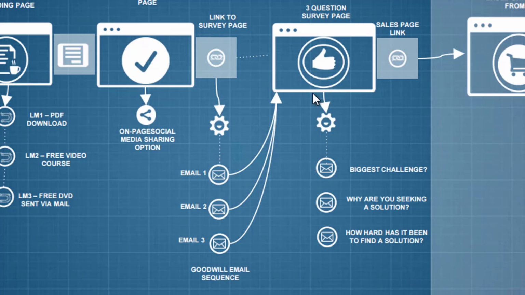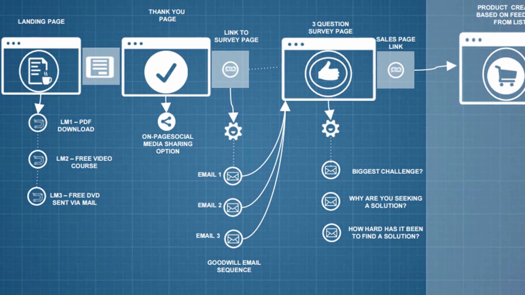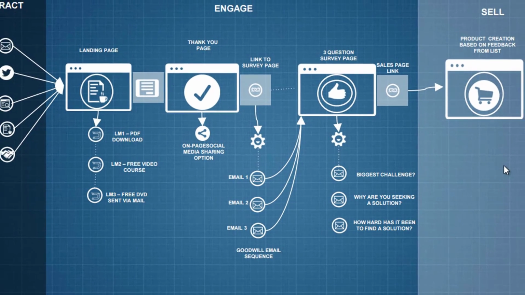And that email sequence is going to point them back to the survey page if all I'm doing is just collecting information, or if I have some kind of a sales page, I can have the emails have a link to the sales page as well. Now for this particular funnel, the emails are just pointing them back to the survey page so that, down the line, I can collect information and basically create a product from all the feedback that I've got from the survey. So that's the lead generation funnel.